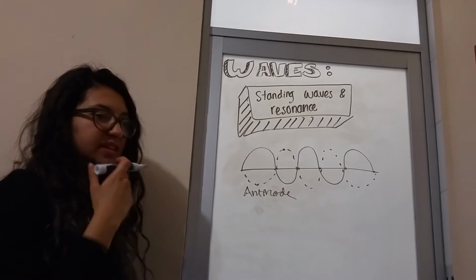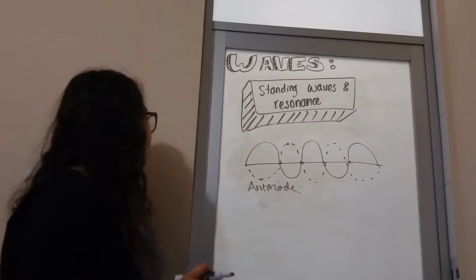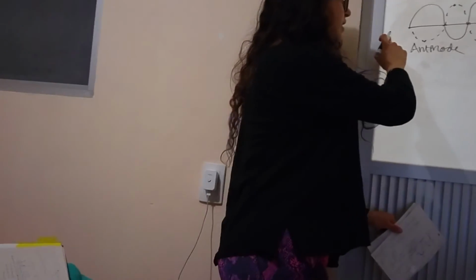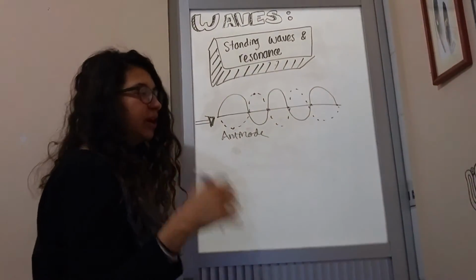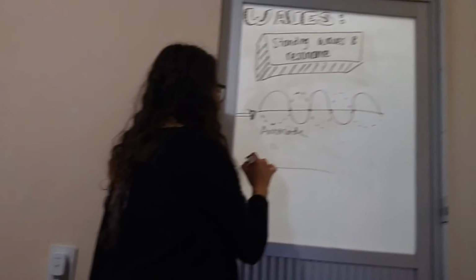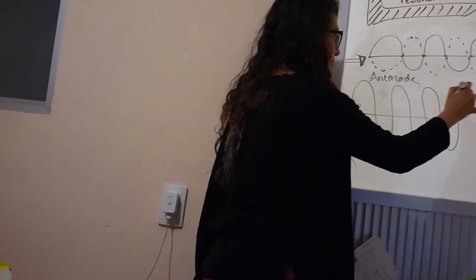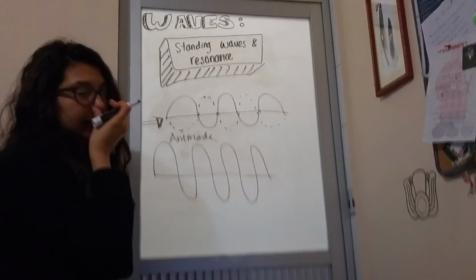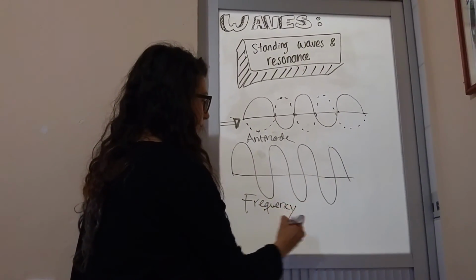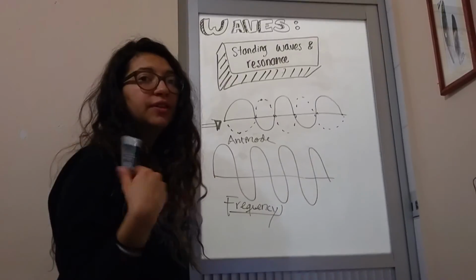Okay, so this is a standing wave, and the concept of resonance is when you have a system and you affect it with another oscillation system, and it drives the other system to oscillate with greater amplitude. This means that the amplitude increases while the other system affects this oscillation. And we will have a specific frequency in which the oscillation would take place.